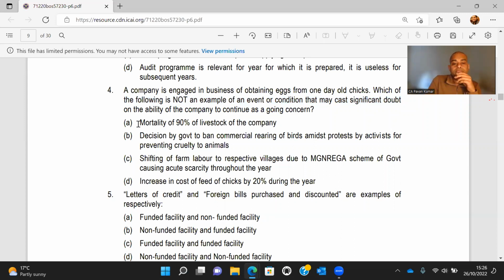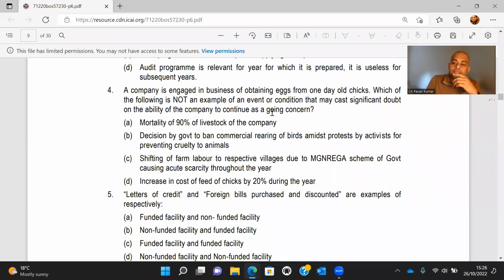Okay, read first one. Mortality of 90% of livestock of the company. Livestock means animals and birds. Okay. So imagine this company has 1,000 birds. Out of 1,000 birds, 90% of the livestock mortality. So 900 birds out of 1,000 birds died. God forbid, but it happened. 900 birds have died. So do you think it will challenge the company's going concern?